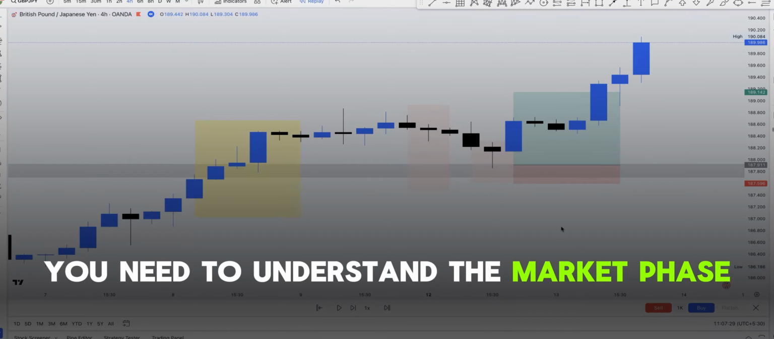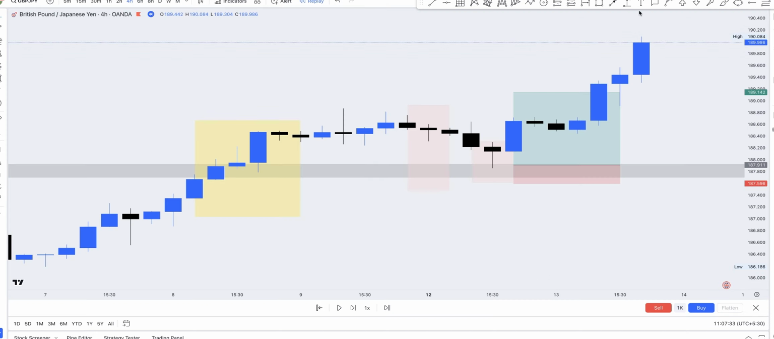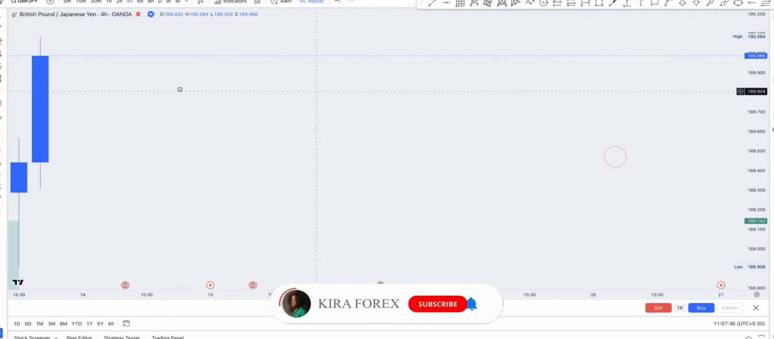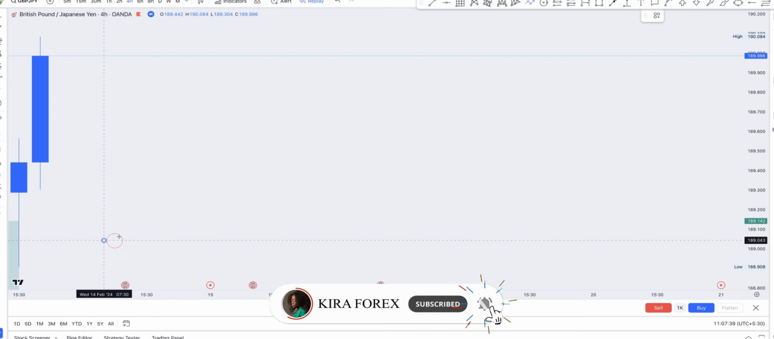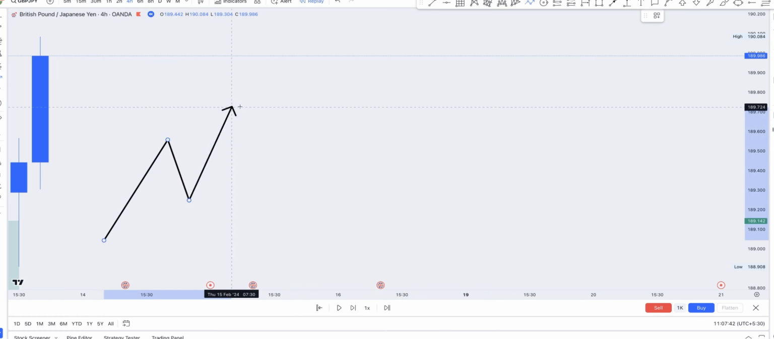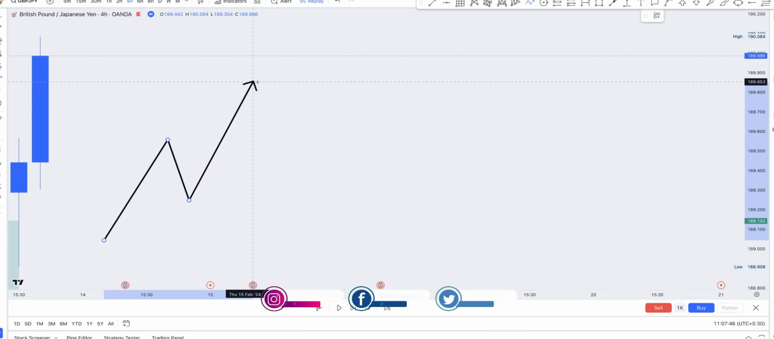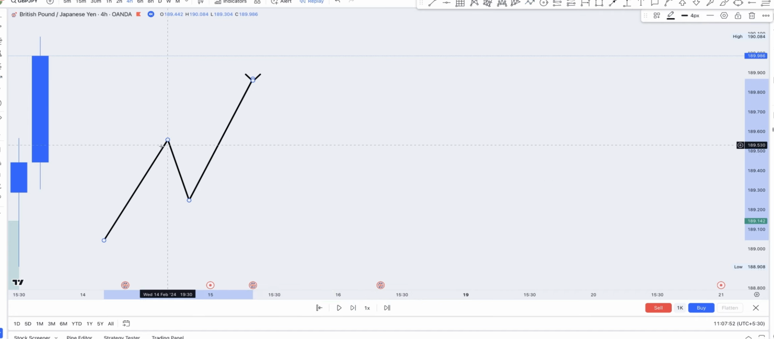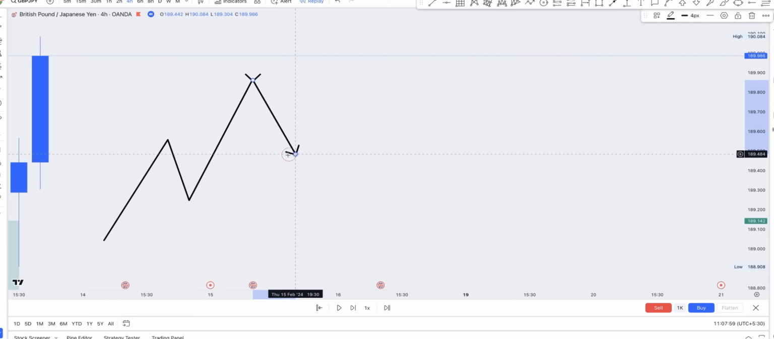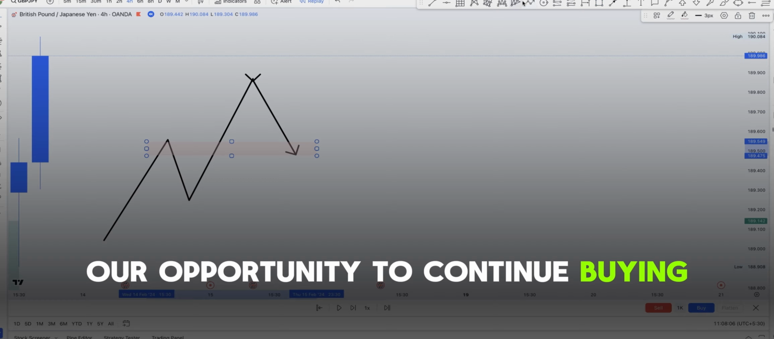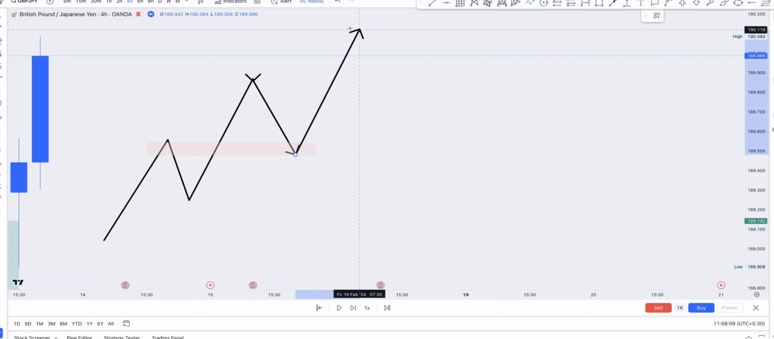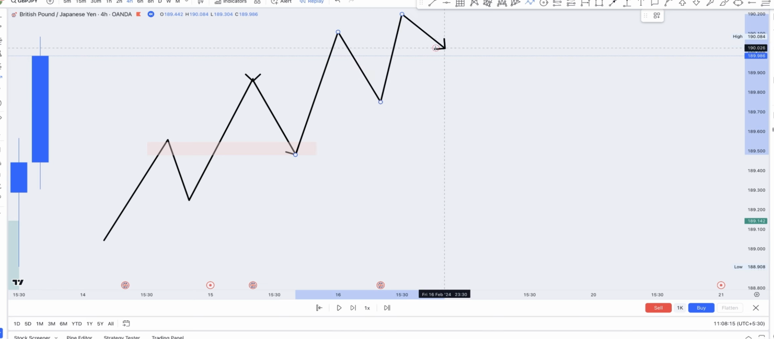Also, with this strategy, you need to understand the market phases. In the market phases, we have the continuation. If it is in an uptrend, we would have something like this: a continuation, exhaustion, and a continuation. This is the kind of phases you need to understand when you are trading a breakout and a retest. Then we also have another exhaustion. It is when we enter into the exhaustion phase that we look for our opportunity to continue buying. So we are going to have a push or continuation, exhaustion, continuation, exhaustion in an uptrend.